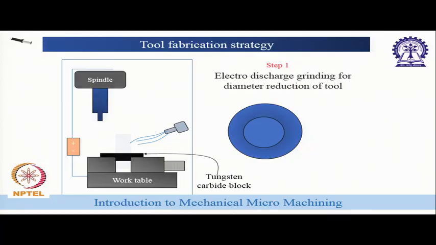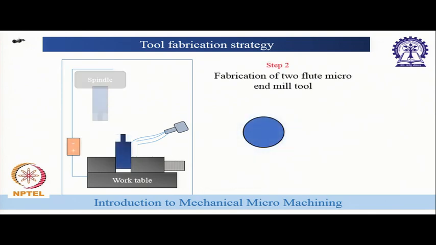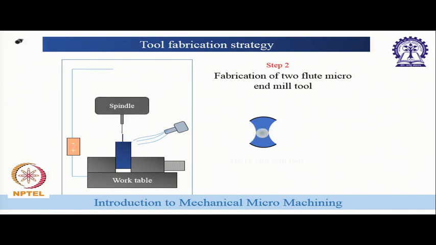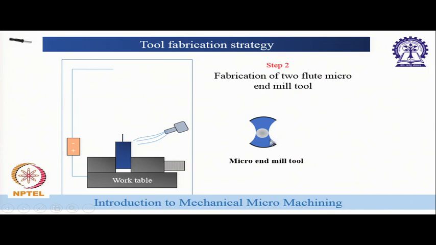So how to make that? We are just plunging the tool down. I mean, we are taking the tool from the spindle and we are keeping it on the workpiece, and on the end mill tool blank, we are making two flanks by plunging another tool from the two sides, so that finally we will get a micro end mill tool on a base, and there will be two flanks on the two sides of it.